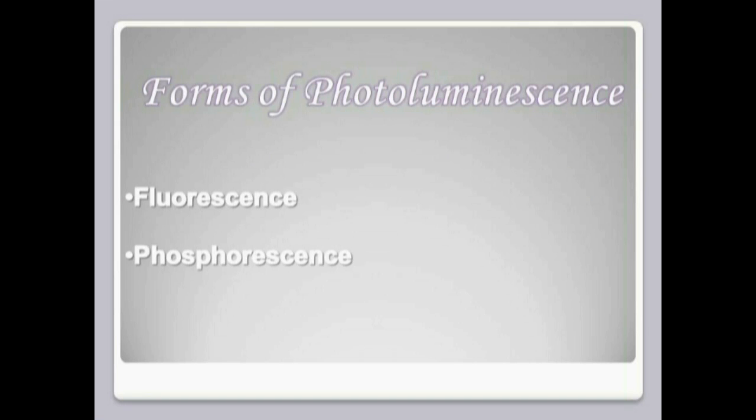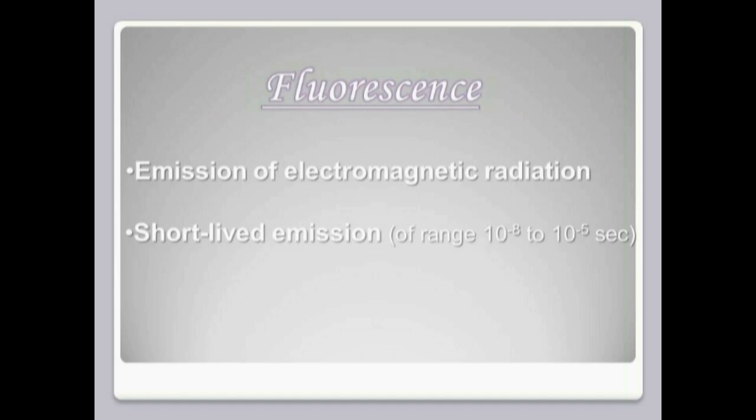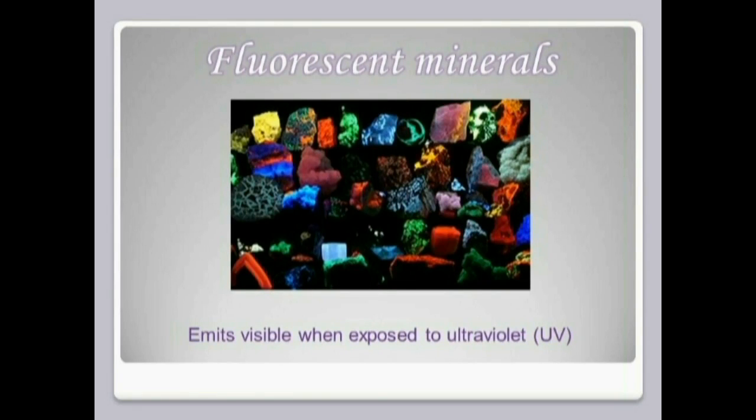There are two forms of photoluminescence, fluorescence and phosphorescence. First one is fluorescence. Fluorescence is the emission of electromagnetic radiation light by a substance that has absorbed radiation of a different wavelength. It is a short-lived emission and luminance stops immediately, within 10 raised power minus 8 to 10 raised power minus 5 seconds after irradiation is discontinued. In this picture you can see the fluorescent minerals which emit visible light when exposed to ultraviolet light.